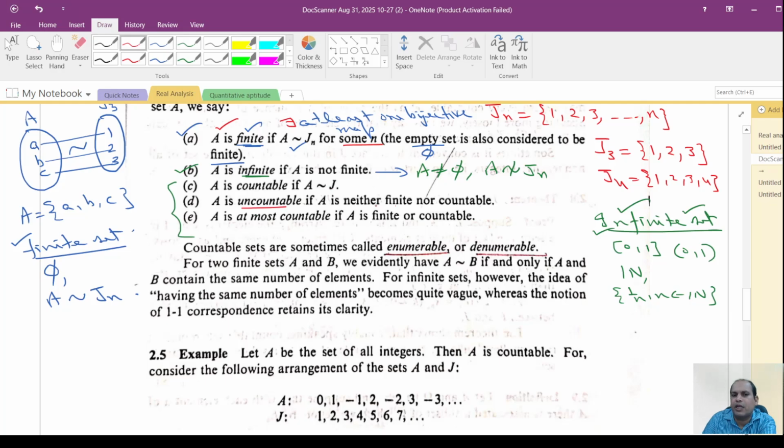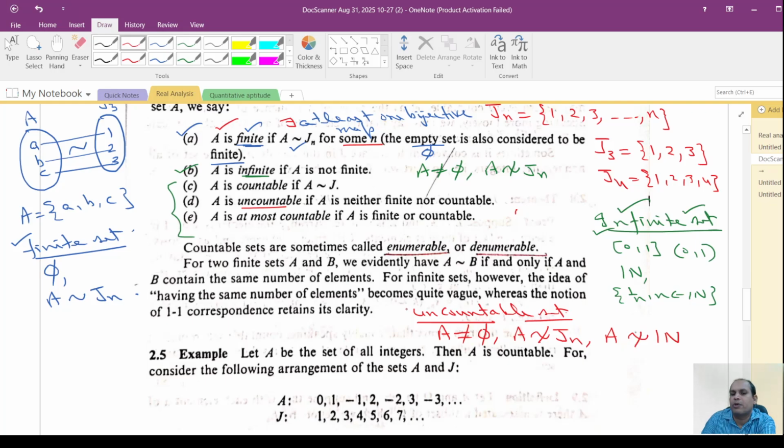An uncountable set is one that is neither finite nor countable, meaning A is not equal to phi and A is not similar to Jn. Let me write the definition of uncountable set here. If I am saying the set is uncountable, it means all those sets which are other than the empty set, which are not similar to Jn, and which are not similar to the set of natural numbers.